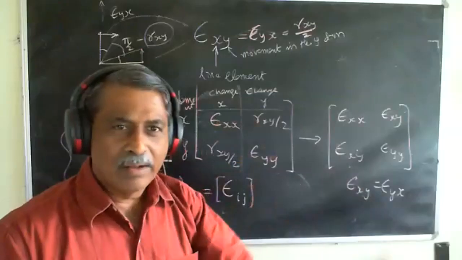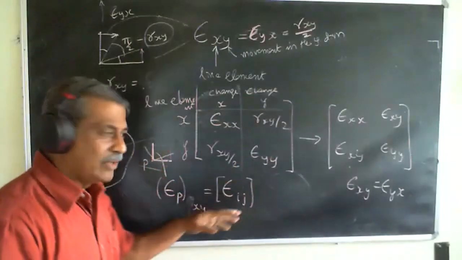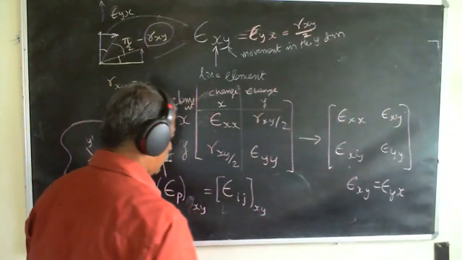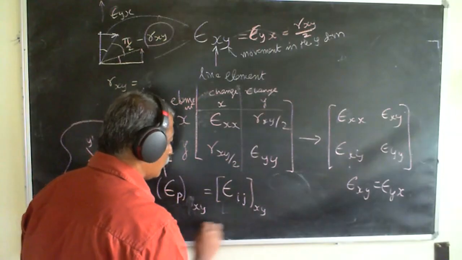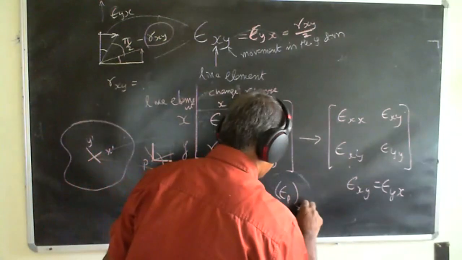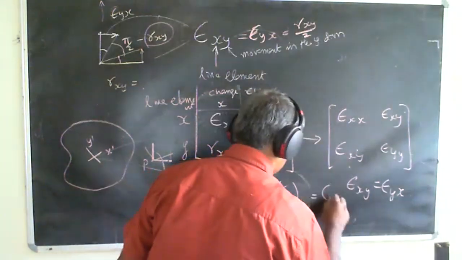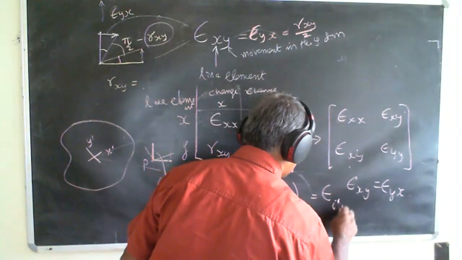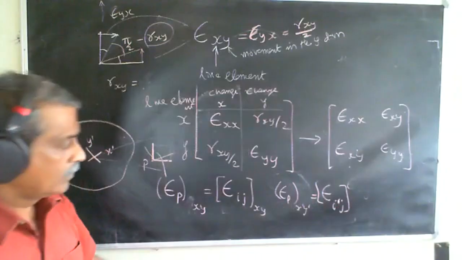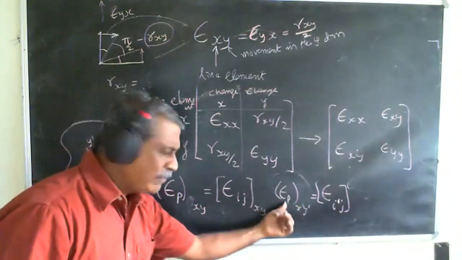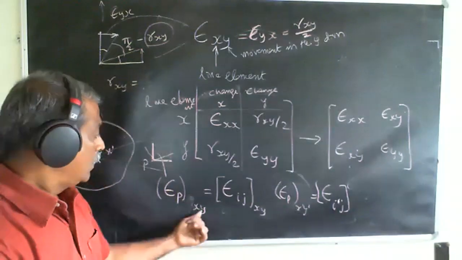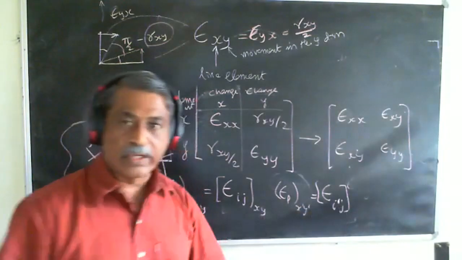Without much thinking, it's now clear to you that I can transform. So this is with respect to xy, right? I can also transform and write the same strain about x prime y prime as epsilon i prime j prime matrix. Is this clear to you? It's the same strain, but with respect to x prime y prime. This is with respect to xy, and this is with respect to x prime y prime.